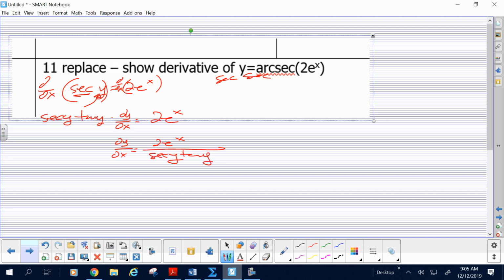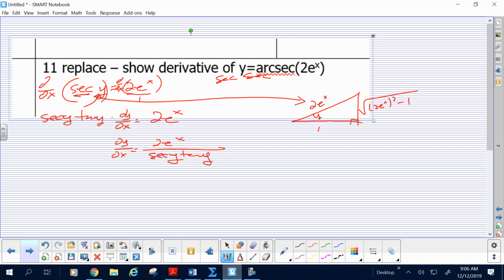That's where this guy comes along. Draw a triangle based on secant y equals 2e to the x. Make it a ratio. y is the angle, and what is secant the ratio of what sides? Hypotenuse and adjacent. Cosine is adjacent to hypotenuse, secant is hypotenuse to adjacent. So the hypotenuse is 2e to the x. The adjacent is 1. And the opposite side then is the square root of (2e to the x) squared minus 1. That's a little messy.